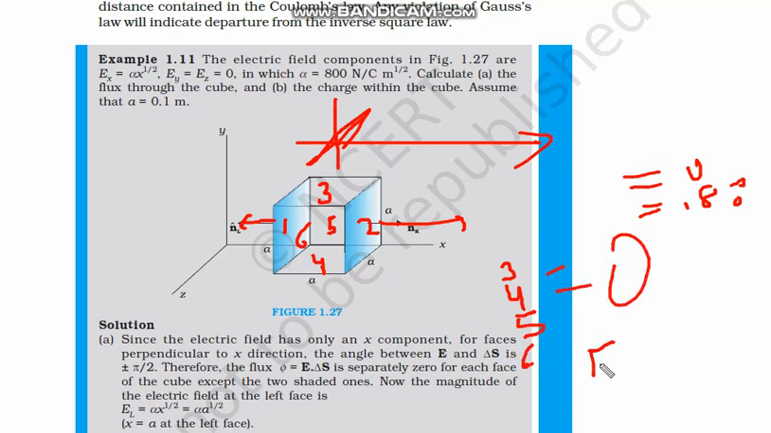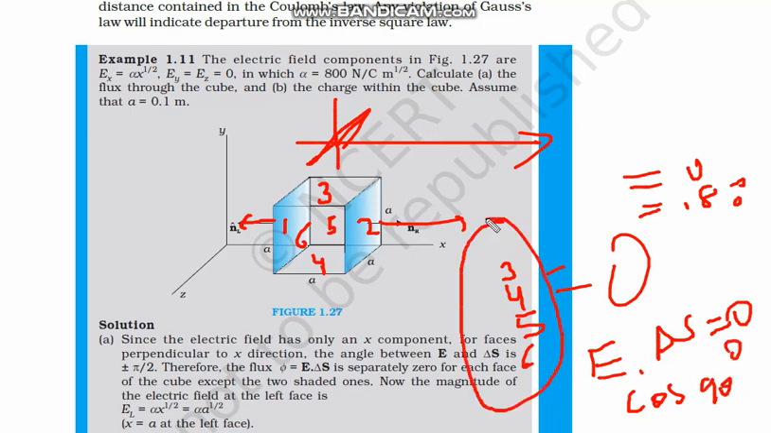Why? E dot delta S is equal to 0. Why? Because cos 90 degree is 0. So flux through these 4 surfaces would be 0. Only flux is because of surfaces 1 and 2, which is not 0.